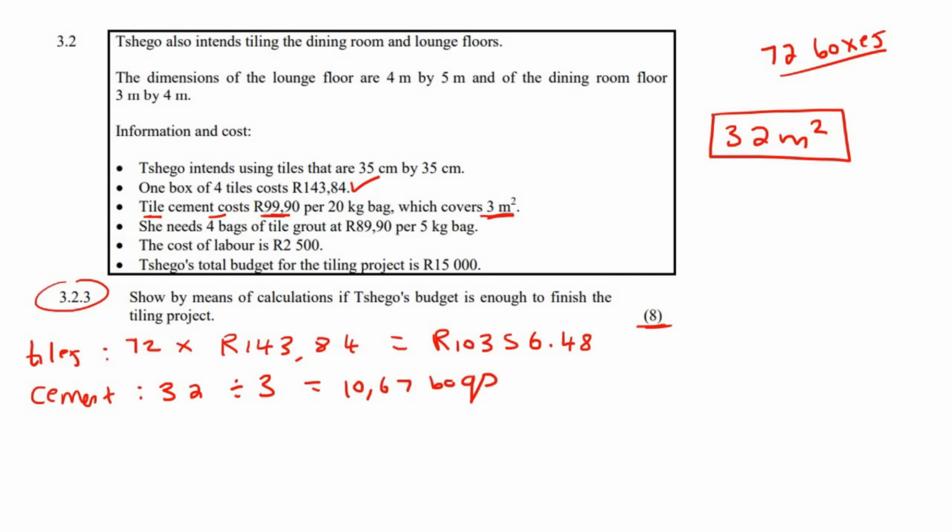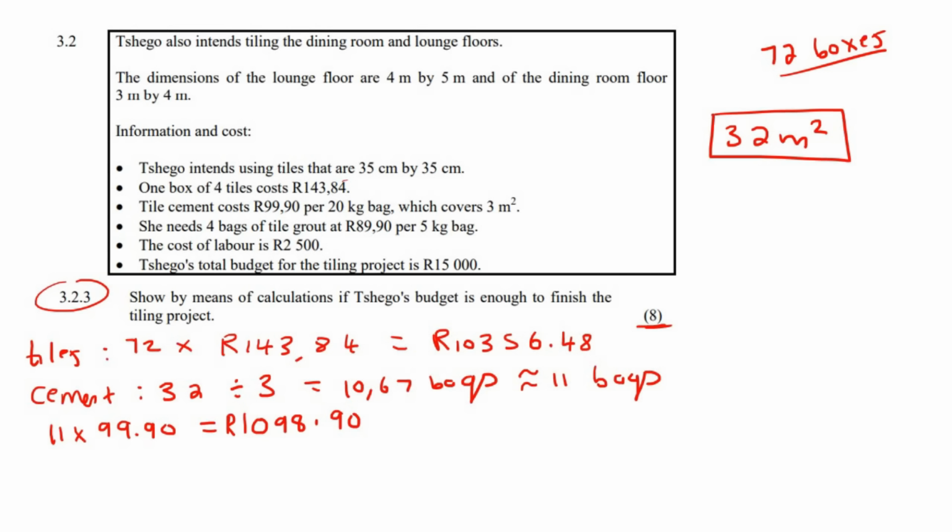But you cannot go to the shop and say, hello, can I please have 10.67 bags? That's not going to work. So you need to actually buy 11 bags. Now, how much does that cost? Well, each bag is going to cost 99 Rand and 90 cents. So we could say 11 multiplied by 99.90. And so that's going to be 1098.90. That's how much Rand the cement will cost.